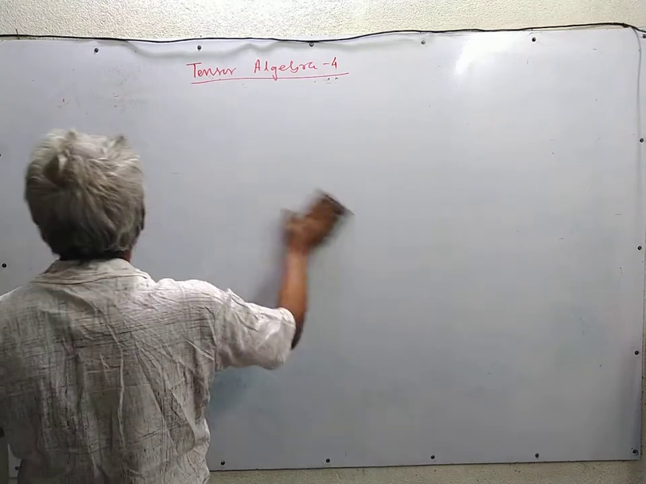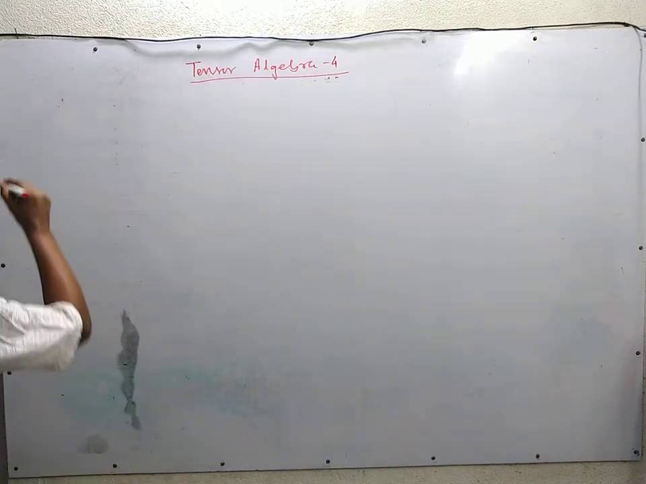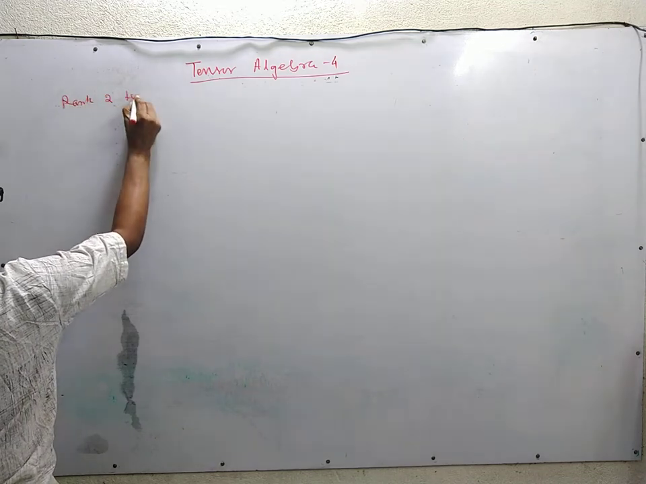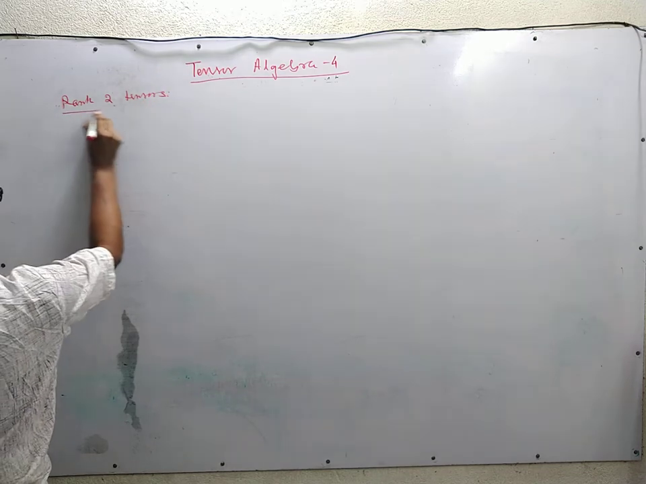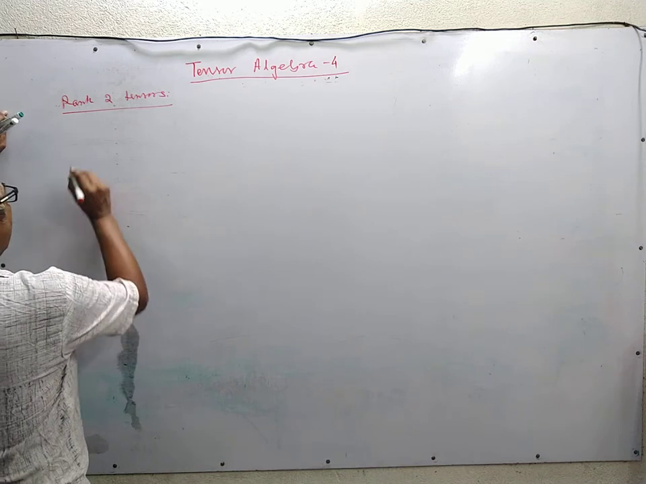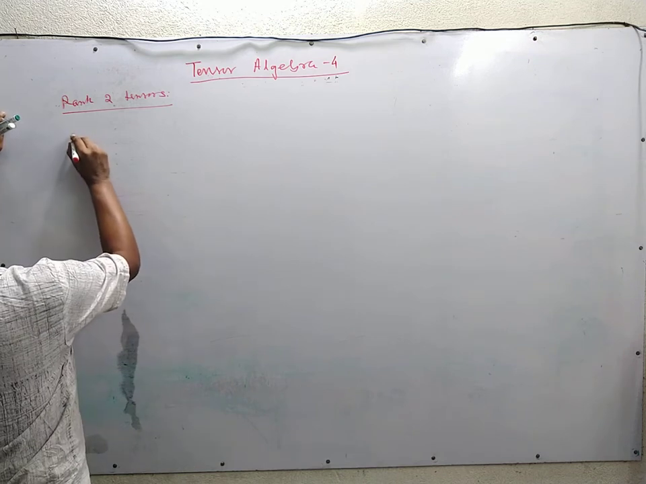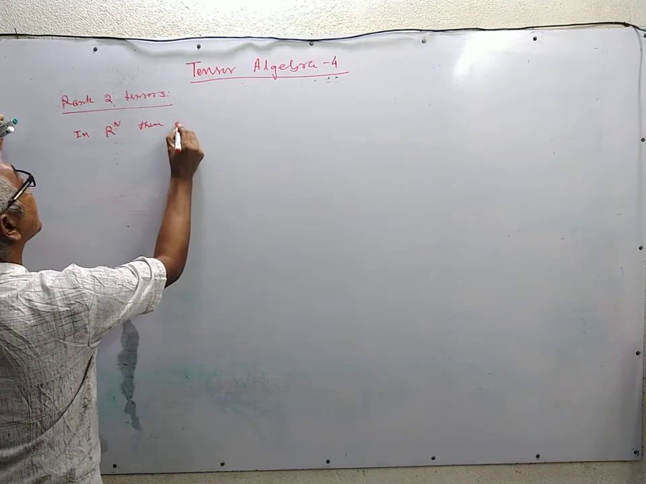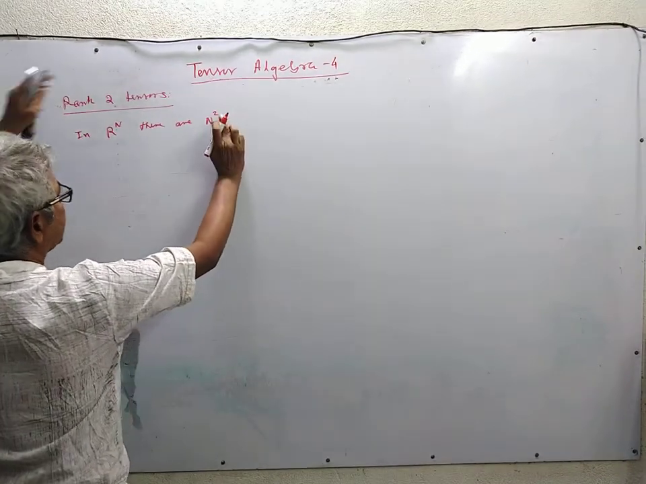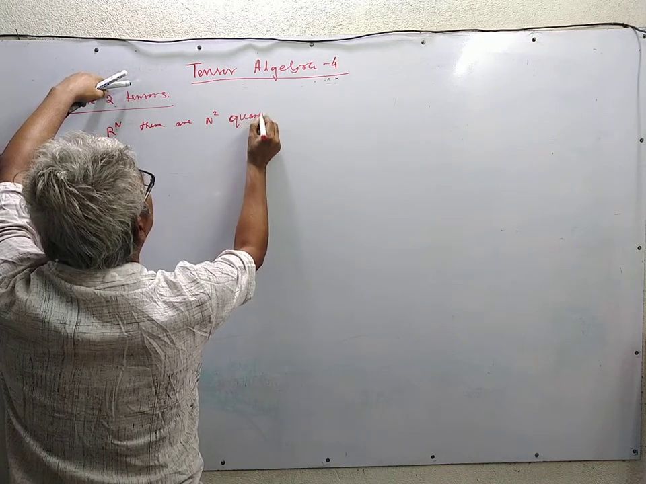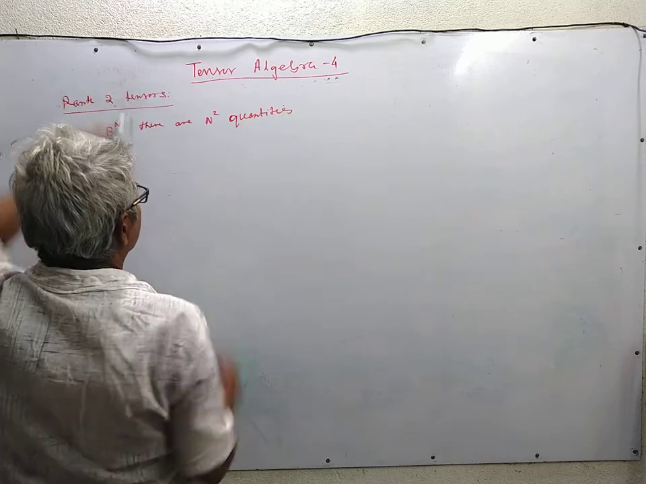In an n-dimensional space, a rank 2 tensor. In an n-dimensional space, a vector has n components. So in an n-dimensional space, there are n square components. In Rn, there are n square components. This square comes from the rank 2 quantities.